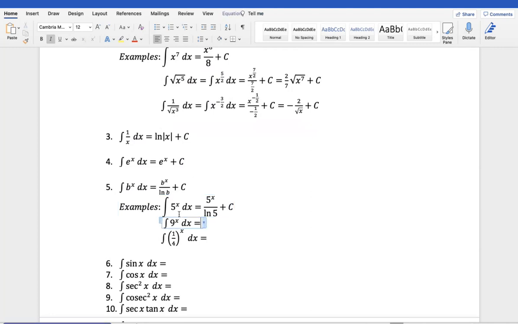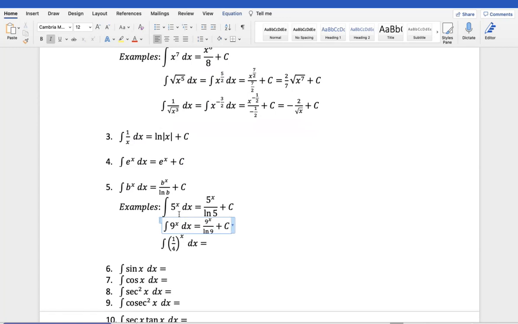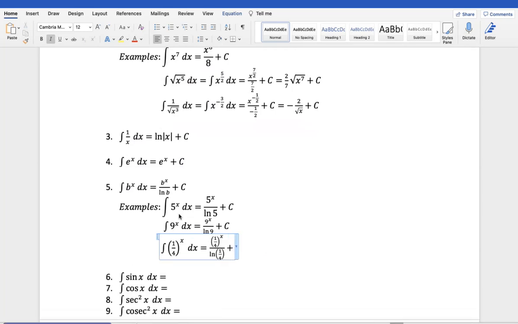Same applies for the next one, which is the integral of 9 to the x, which will just be 9 to the x divided by ln of 9 plus the constant of integration c. And the next one is the integral of 1 over 4 to the x, which once again will just be equal to 1 over 4 to the x divided by ln of 1 over 4 plus the constant of integration c.